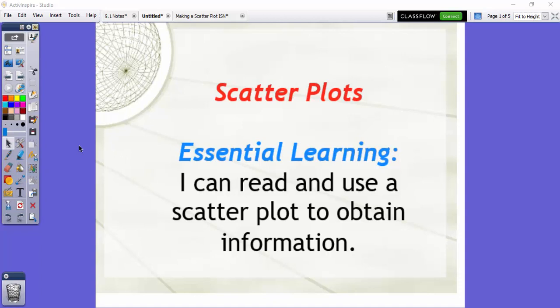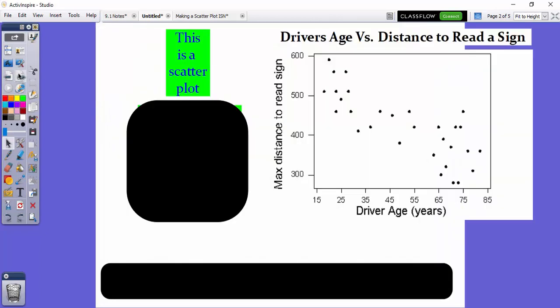Okay, we are starting a new unit, and this unit is going to be on scatter plots. So for this lesson, the essential learning is that you're going to be able to read and use a scatter plot to obtain information. So a scatter plot is a type of graph. It says this is a scatter plot.